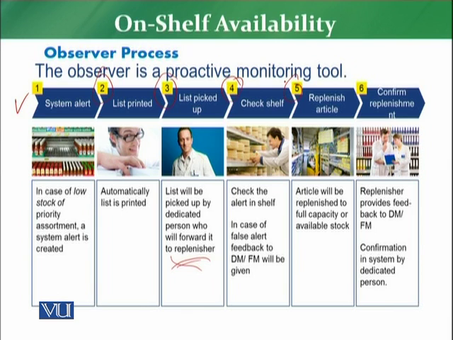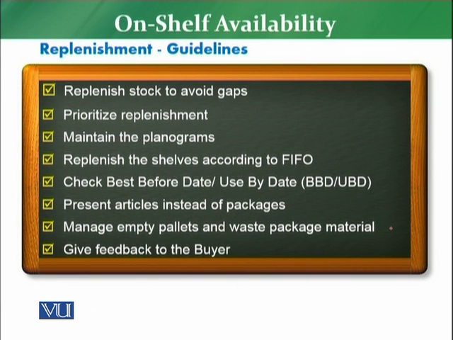Then the fifth part is to replenish the articles. Articles will be replenished to the full capacity or to the available stock. The last part is that you have to confirm the replenishment, because the system will give you the alert. Once the replenishment is done, it has to be updated in the system, and you give feedback to the department manager or floor manager so that they can confirm in the system that this replenishment has been done properly and there is now no gap. So these are the key replenishment guidelines.